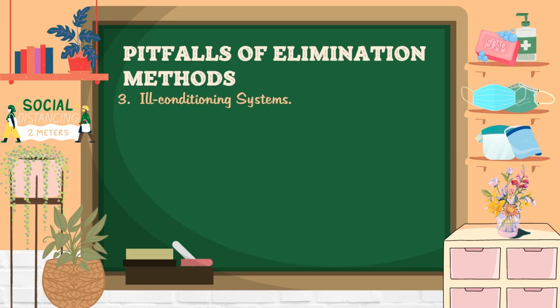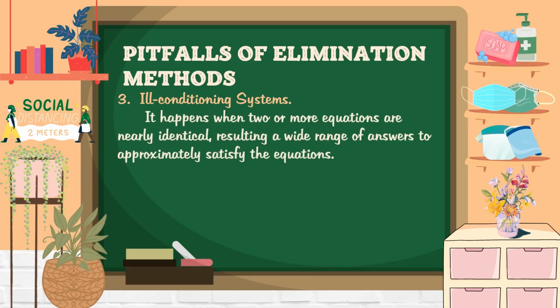And the next one is the ill-conditioned system. In a well-conditioned system, a small change in one or more of the coefficients results in a similarly small change in the solution. Alternatively, ill-conditioning happens when two or more equations are nearly identical, resulting in a wide range of answers that approximately satisfy the equations. Since round-off errors can induce small changes in the coefficients, these changes can lead to large solution errors.